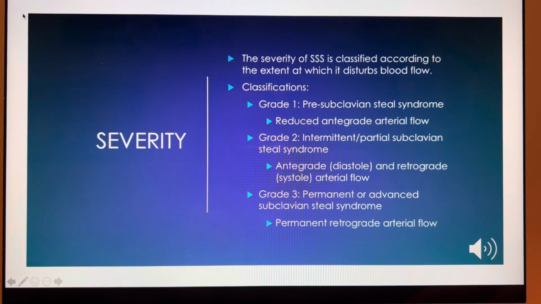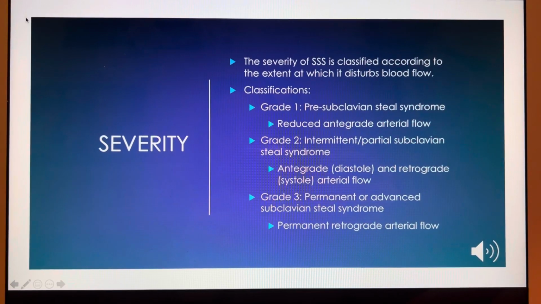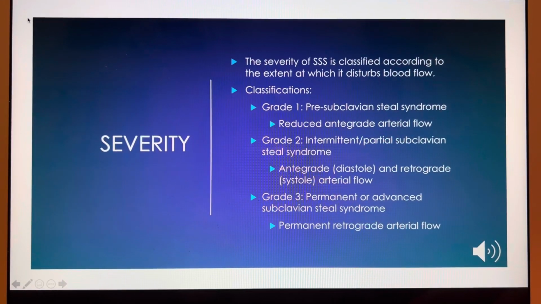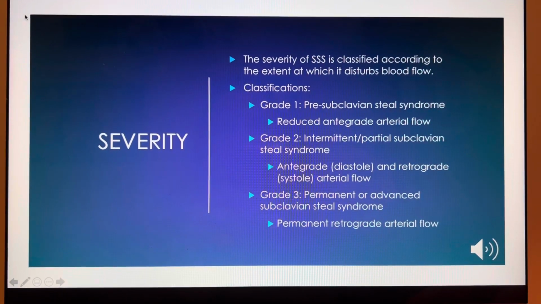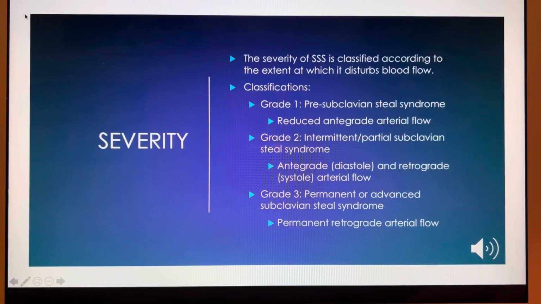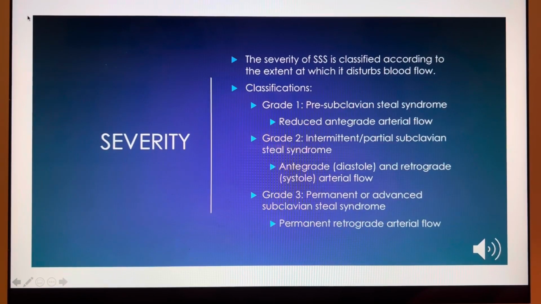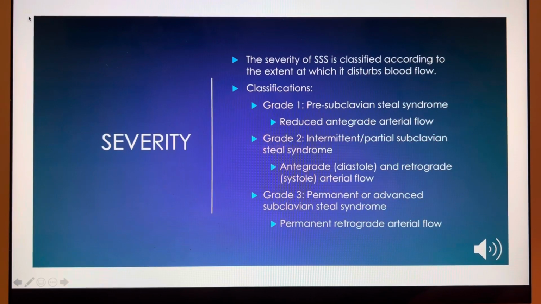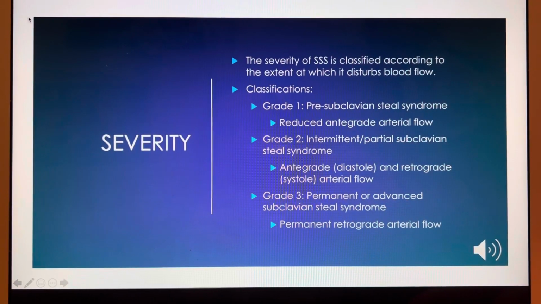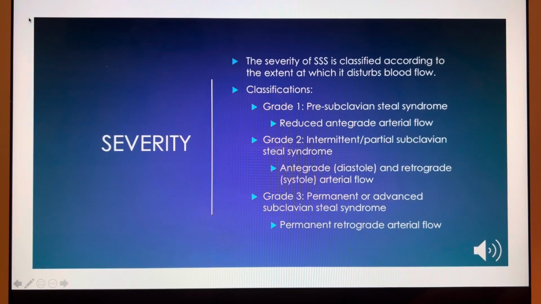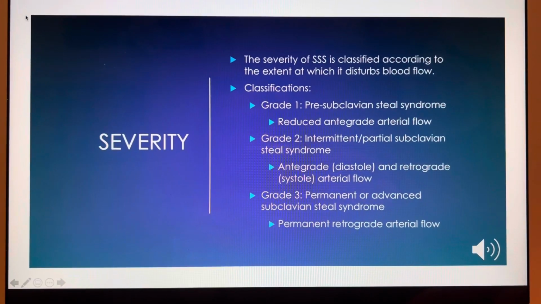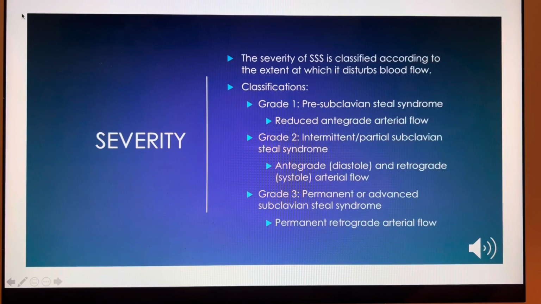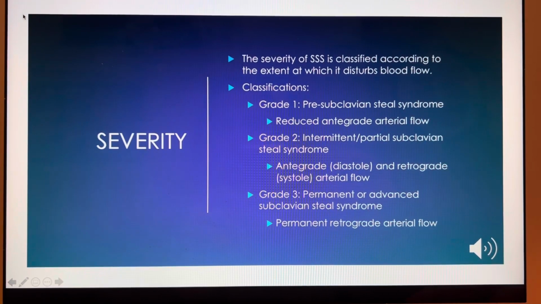The severity of subclavian steal syndrome is classified according to the extent at which blood flow is disturbed. It's classified by 3 grades, grade 1 being pre-subclavian steal syndrome, and that's when there is reduced antegrade arterial flow. Grade 2 is intermittent or partial subclavian steal syndrome, so that presents as antegrade and retrograde arterial flow. And grade 3 is permanent or advanced subclavian steal syndrome with permanent retrograde arterial flow.